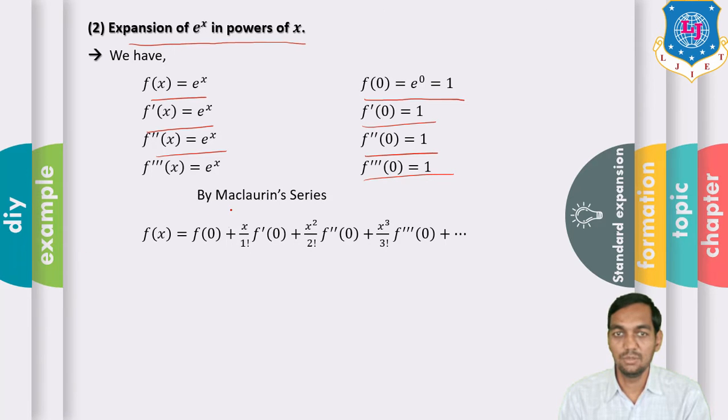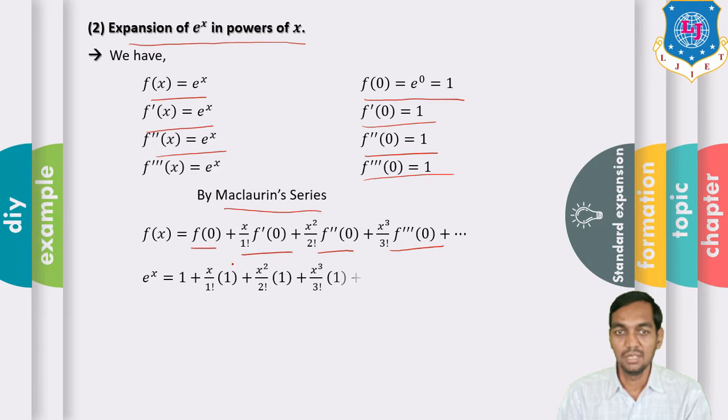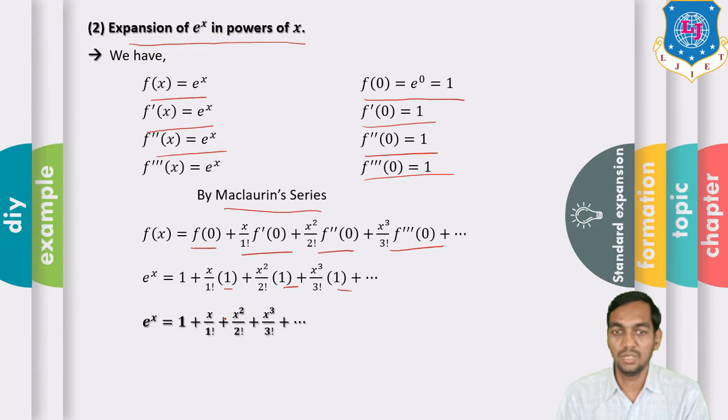So if you put these values in the Maclaurin series, then you will have f(x) is equal to f of 0 plus x upon 1 factorial f dash of 0 plus x square by 2 factorial f double dash of 0 plus x cube by 3 factorial f triple dash of 0 and so on. So that will give you the power series of e raised to x as 1 plus x by 1 factorial into 1, x square by 2 factorial into 1, x cube by 3 factorial into 1 and so on. That means the series of e raised to x is 1 plus x upon 1 factorial plus x square by 2 factorial plus x cube by 3 factorial and so on. So basically it is x raised to n upon n factorial, where n is running from 0 to infinity.